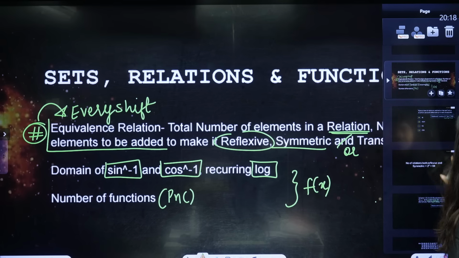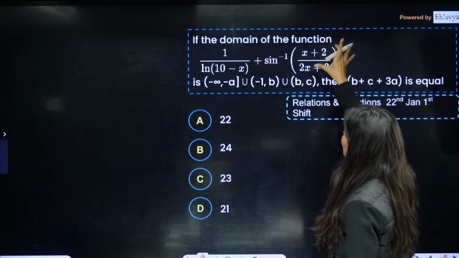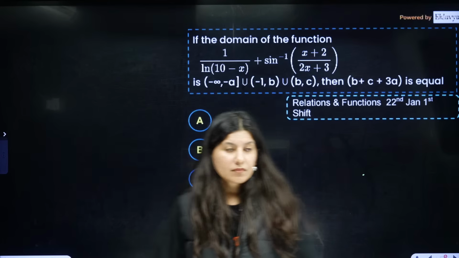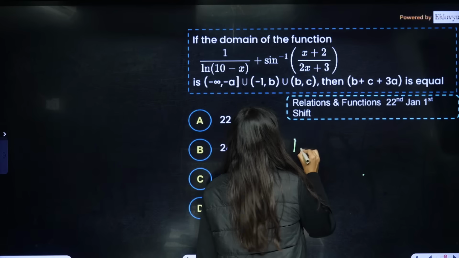Let me show it to you. Let me quickly go through this. See this kind of question: find the domain of sine inverse of this. Now there is a ninja technique associated with it.